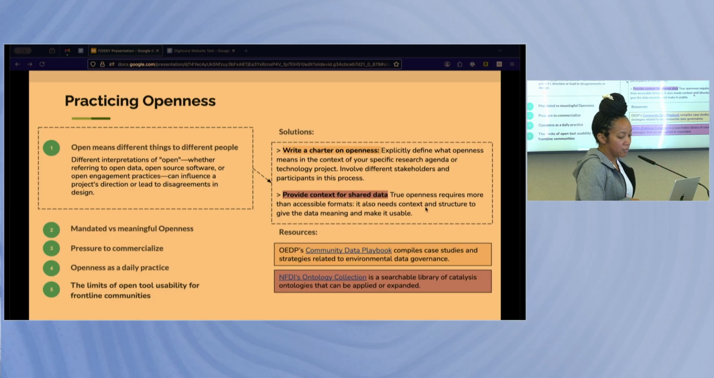And lastly, a good resource for providing context, and this one's very environmental research specific, would be NFDI's ontology collection, which includes several ontologies, or essentially frameworks, I guess we'll call it, frameworks for data collection related to environmental data.